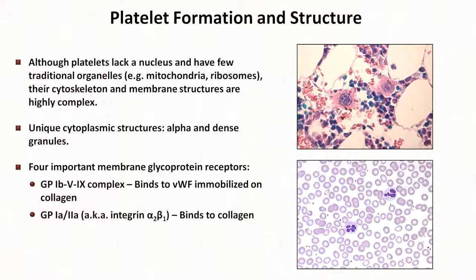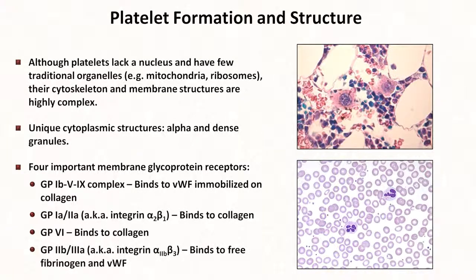GP1a2a, also called integrin alpha-2 beta-1, binds to exposed collagen directly, as does GP6. And a receptor called GP2b3a, also called integrin alpha-2b beta-3, binds to free fibrinogen and von Willebrand factor.